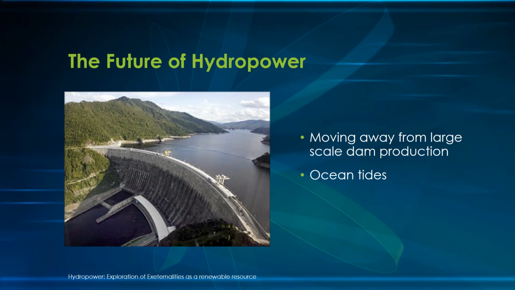The future of hydropower is uncertain. The trend seems to be moving away from large scale dam production, and the reason for this is that smaller dams can be run more efficiently and also have less of an impact on the environment. There is also talk among coastal countries to try and harness the power of ocean tides. This is still a relatively new concept that hasn't been tested on a large scale. Europe and Asia are the leading innovators in this sector.